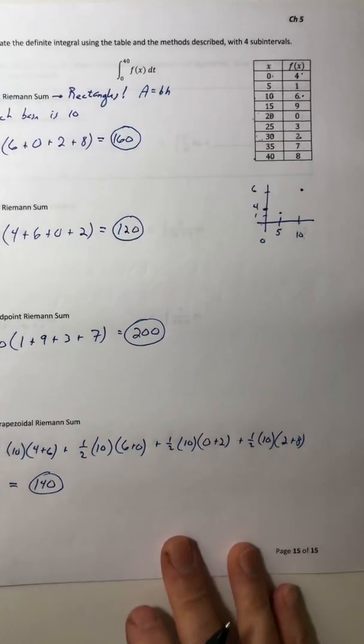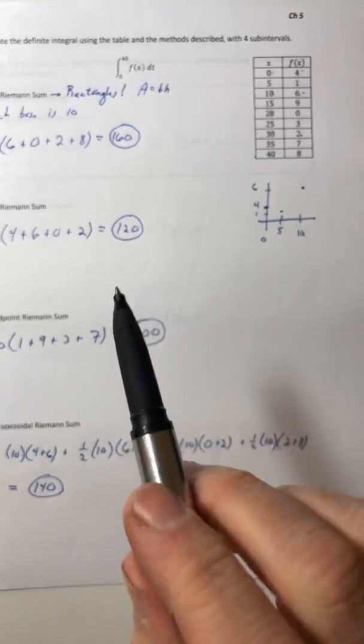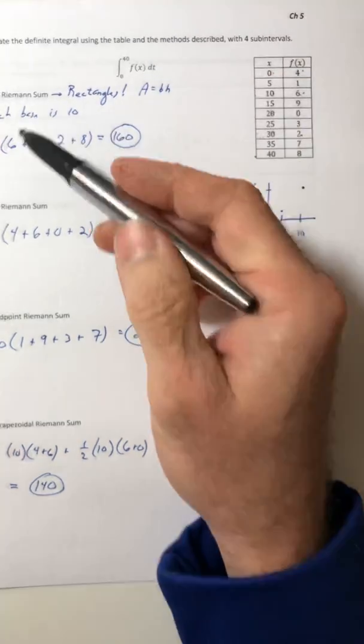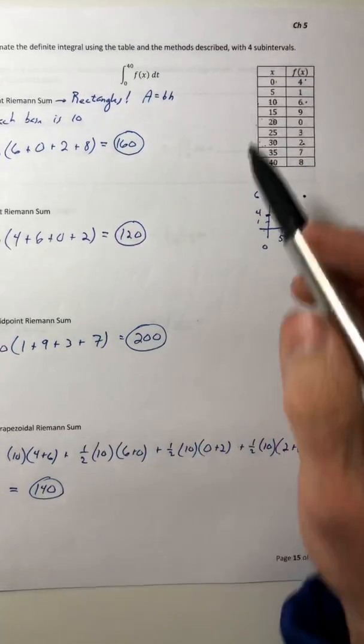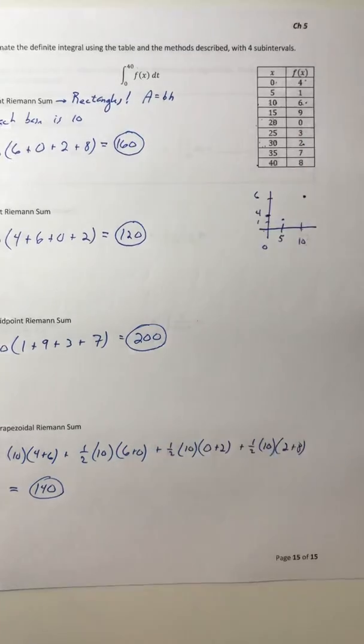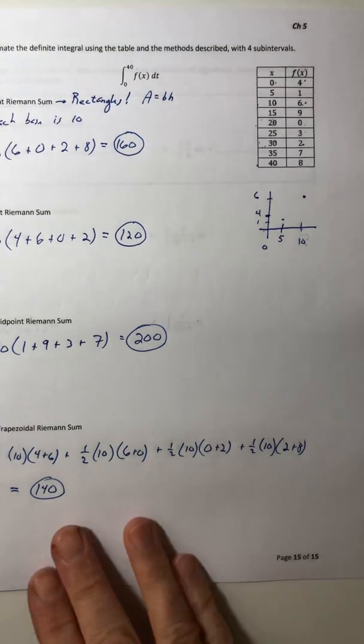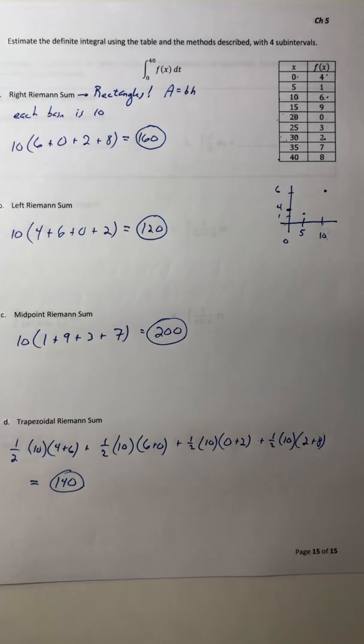All right, so that's one definite integral being approximated 4 different ways with a table of values. Okay, so go ahead and try the homework and let me know if you have any questions either by email or just talk to me during office hours.